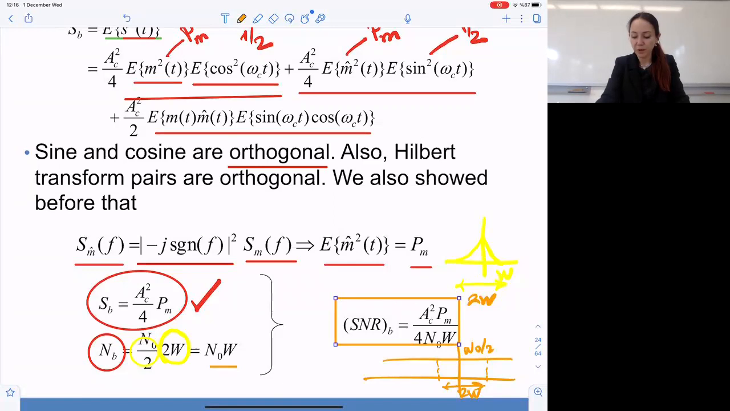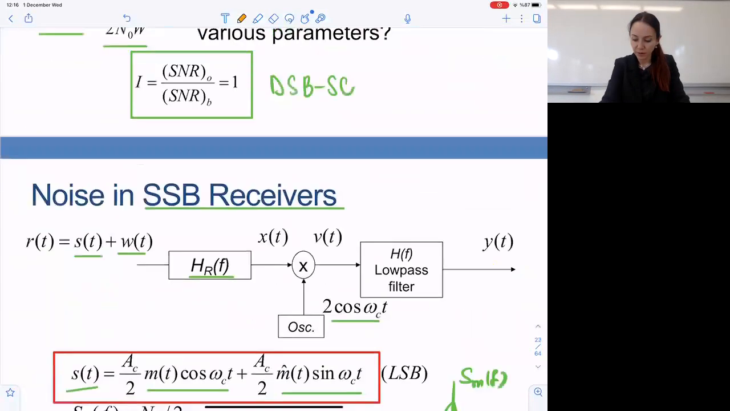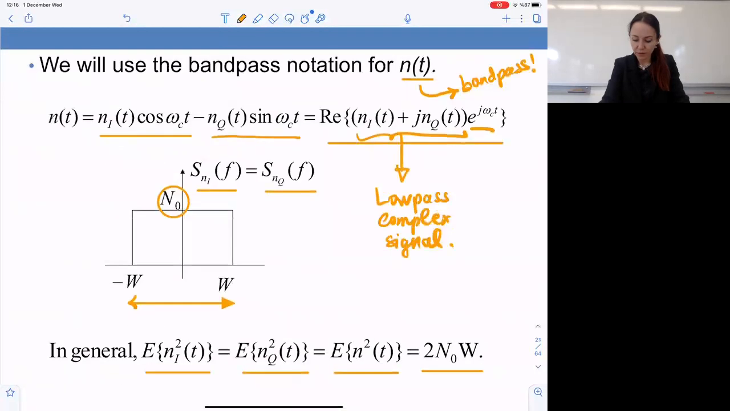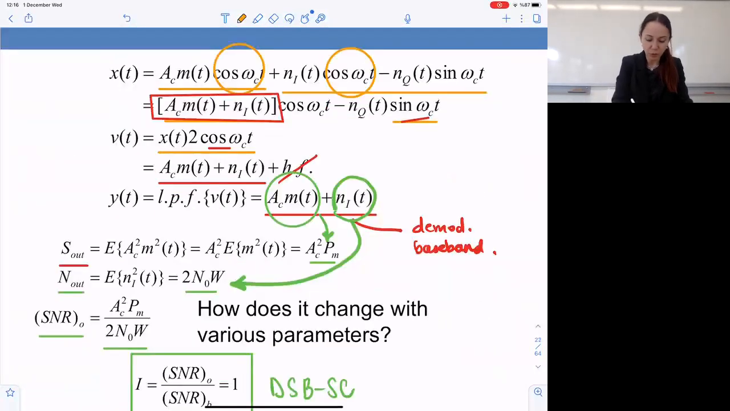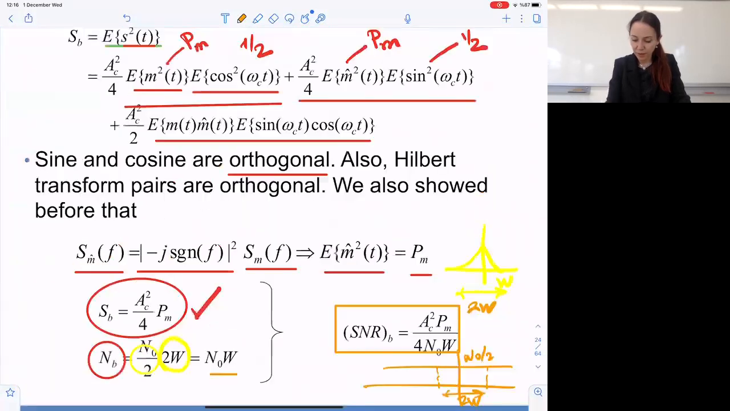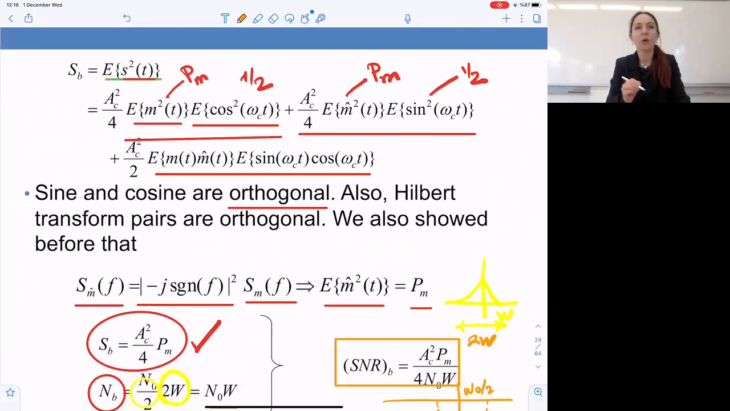So how does it compare with the SNRB of double sideband? Let's check. SNRB of double sideband was equal to the SNRO of double sideband. It's AC squared PM over 2 N naught W. Here we have AC squared PM over 4 N naught W. Oh, the incoming SNR is half as much.